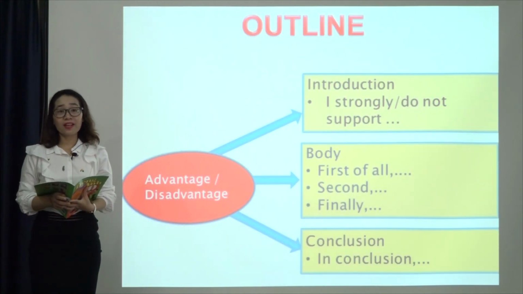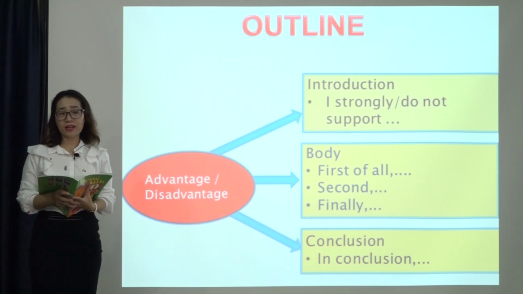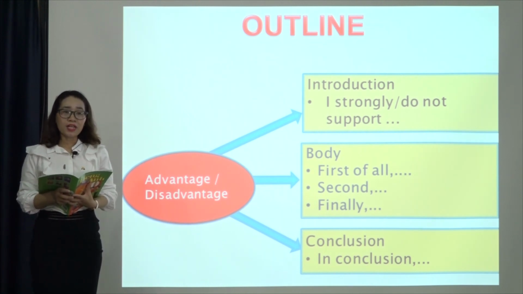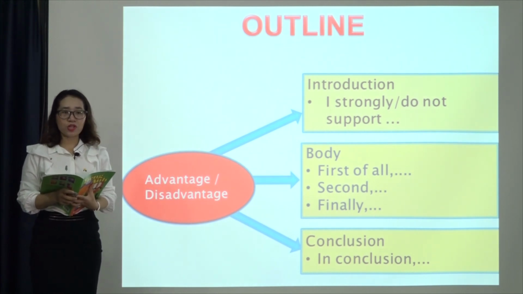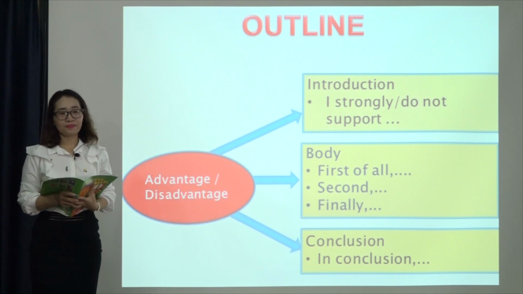Now I would like to provide you the outline, how to write a paragraph to talk about advantages or disadvantages. You have 3 main parts of the outline. Introduction, for example, I strongly support or I do not support. The body, that is first of all, second or finally. And the third one is conclusion, in conclusion.